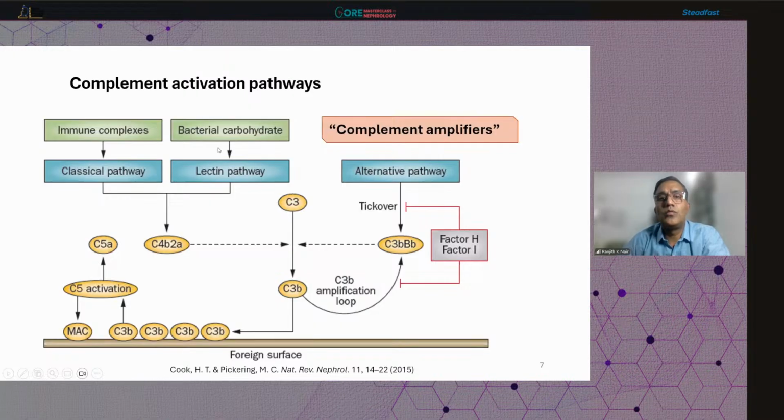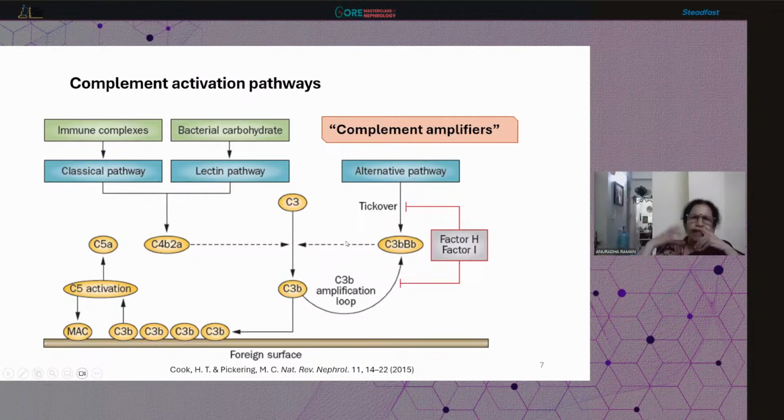This is the complement pathway, and we know that there is a classical pathway, which is activated by immune complexes, and the mannose binding lectin pathway, which is activated by bacteria. And this is the one we are referring to where infections can precipitate the coagulation cascade. And we have the amplification loop, which occurs through the alternate pathway, and various complement amplifiers exist. Factor H and factor I are the inhibitors of this alternative pathway, and they prevent persistent activation of C3b.